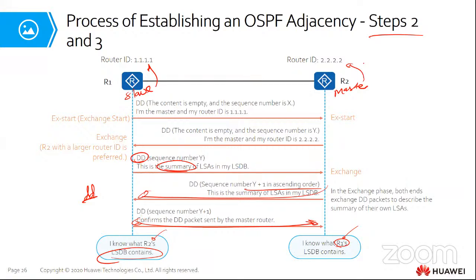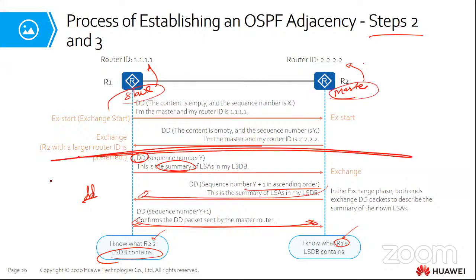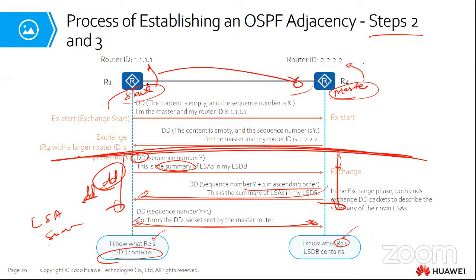Now, please note that here we have talked about step 3 and step 2. Step 2 is to determine master and slave, which is just after exstart. Then step 3 is exchanging the database descriptors or link state advert summaries. We have exchanged the link state advert summaries, and now it has the summary of my link state database, and I have the summary of its link state database. So step 2 and step 3 are all done. Then we go to step 4.